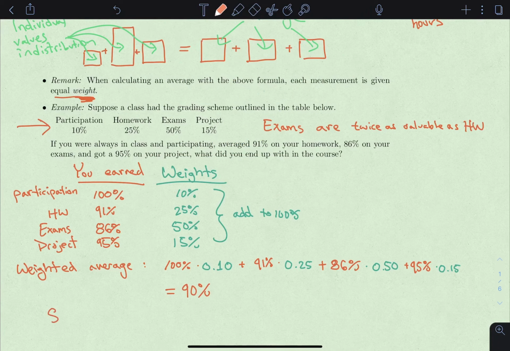So you get an A. Good for you. And that is a weighted average, distinct from the typical average. In a typical average, where everything is weighted the same, all of the weights would be 25%. All right, so that's a bit of notes on averages, and I'll see you in the next video.